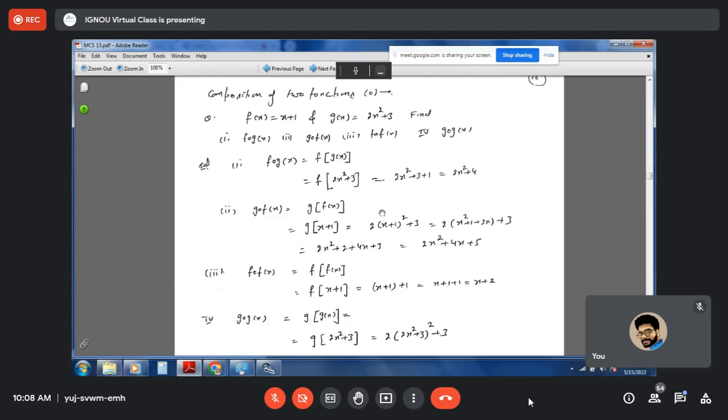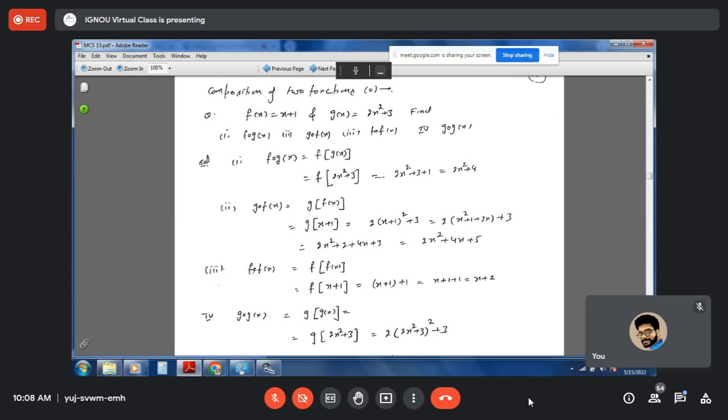So these are only the basic things. Then F composition F. F composition F means image of F in F. See, apply the definition. This F outside, this F of x inside the bracket. Put the value of F of x. What is F of x? X plus 1.